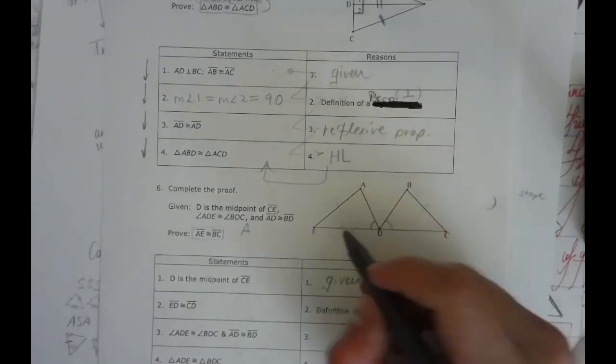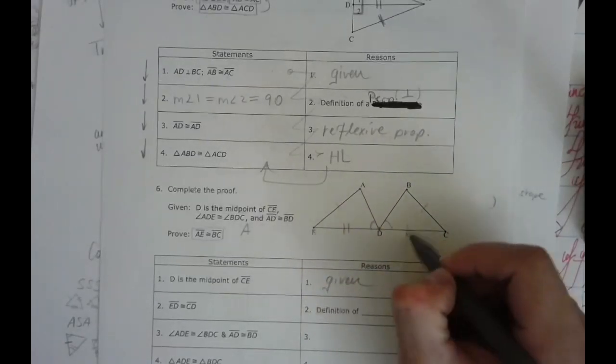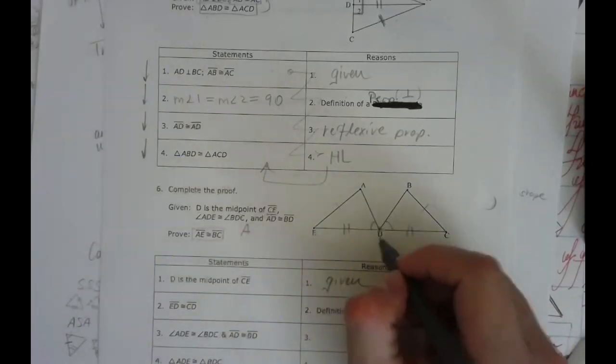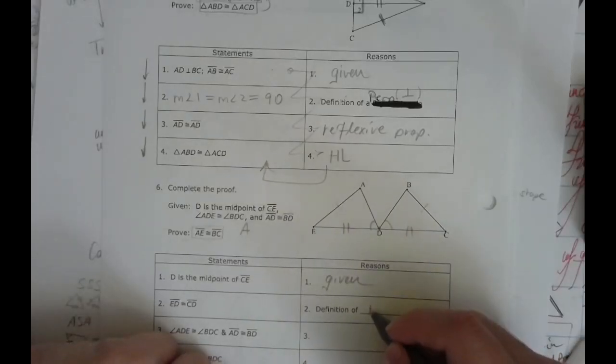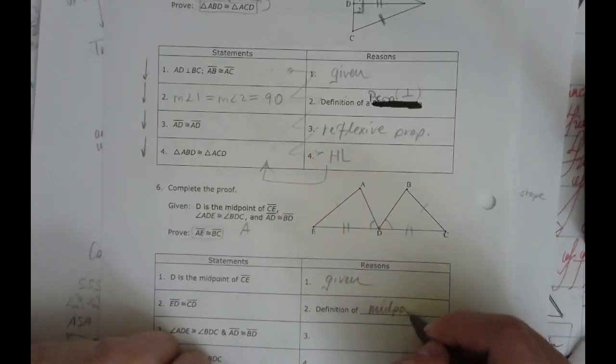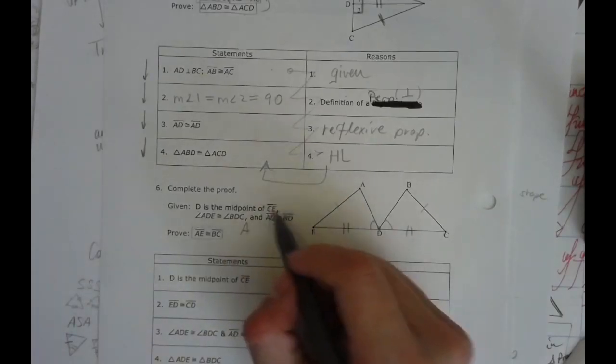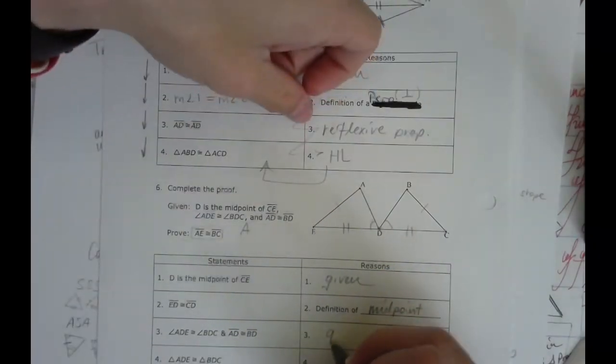So ED is congruent to CD. That would be this line and this line. How do we know those are congruent? Well, we know that D is the midpoint. So since D splits this piece up equally, we could say by the definition of midpoint, it has to be that those segments are congruent. On to the next step, we see ADE is congruent to BDC, and AD is congruent to BD. These were in our givens, if you remember. So in this step, I'll also write given.